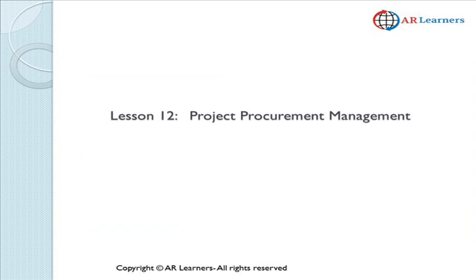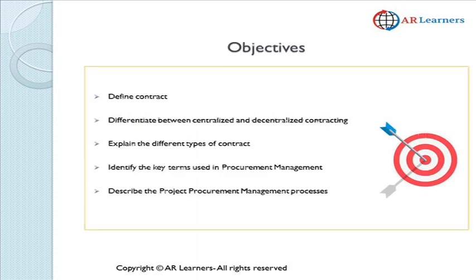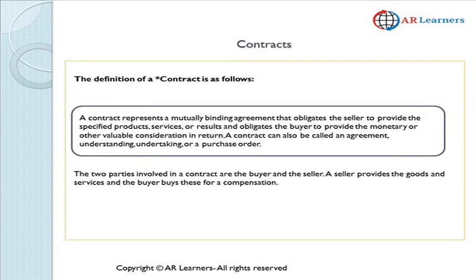Lesson 12. Project procurement management. Objectives. Define contract. Differentiate between centralized and decentralized contracting. Explain the different types of contract. A contract represents a mutually binding agreement that obligates the seller to provide the specified products, services, or results and obligates the buyer to provide the monetary or other valuable consideration in return. A contract can also be called an agreement, understanding, undertaking, or a purchase order.